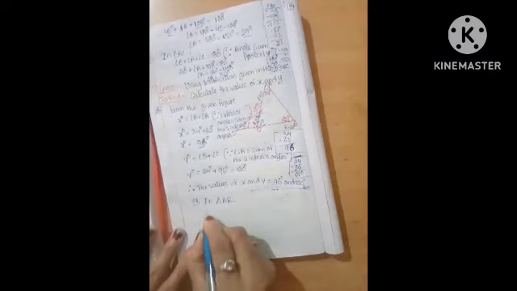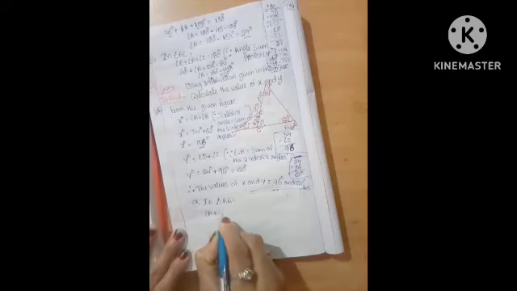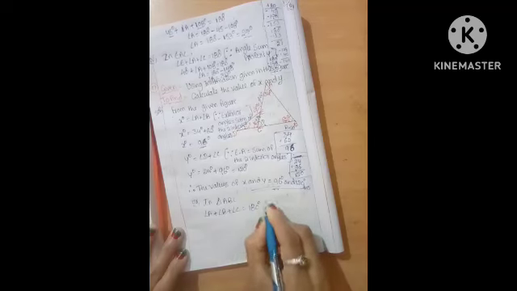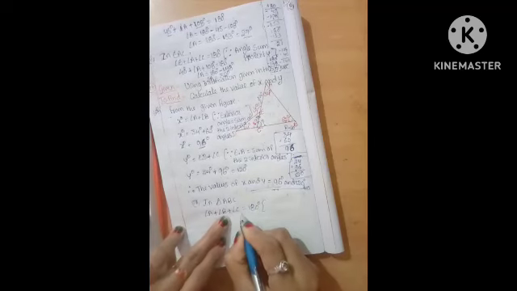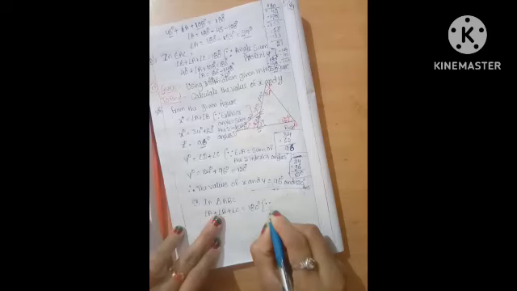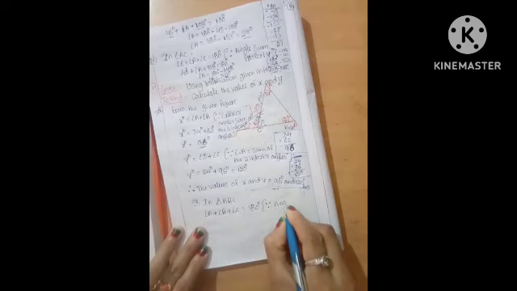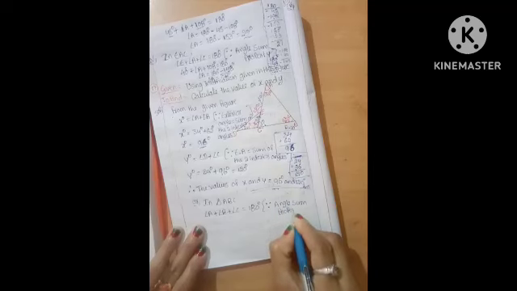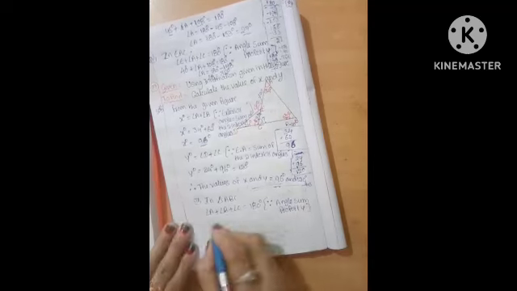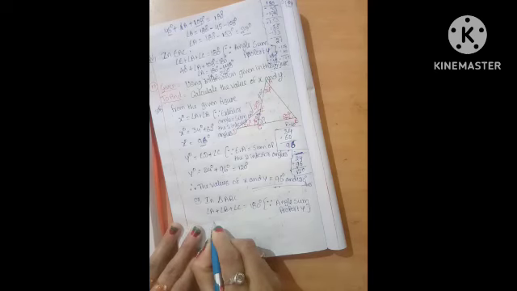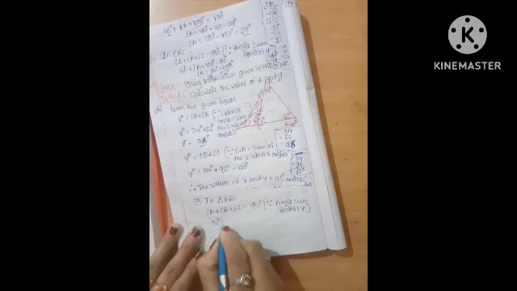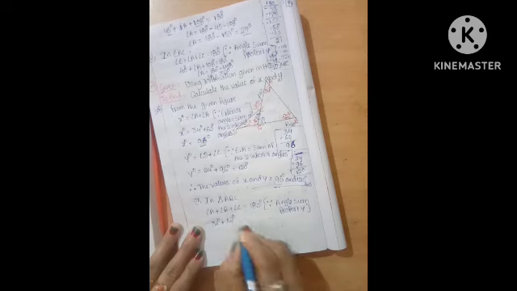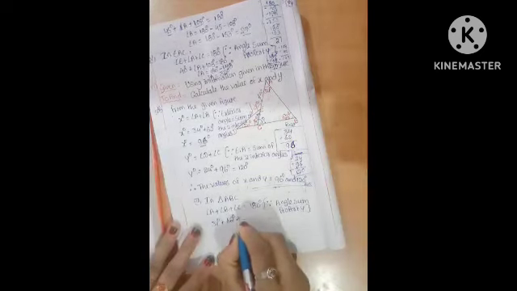What property are we using in this problem? Angle A plus angle B plus angle C equals 180 degrees. It is the angle sum property. Are you clear? Angle A is 34 degrees, given in the problem. Angle B is also given in the figure. What's the angle? 62 degrees.